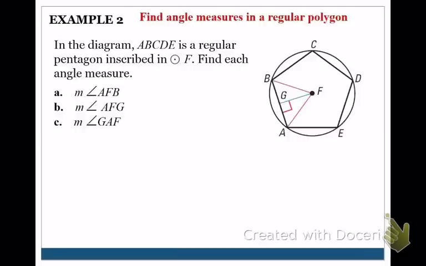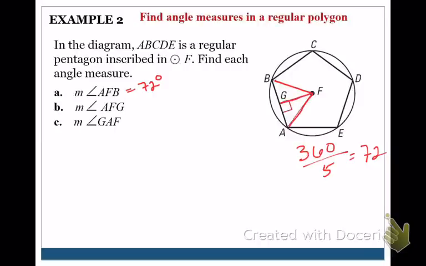All right. Another example here for you to be able to find some angle measures. In this diagram, ABCDE is a regular pentagon inscribed in circle F. Find each angle measure. So angle AFB. Angle AFB is this central angle. Since it's a pentagon, there are 5 sides. There would be 5 central angles, and since it's regular, they're all going to be the same. So we just divide 360 by 5 and find that AFB is going to be 72 degrees.